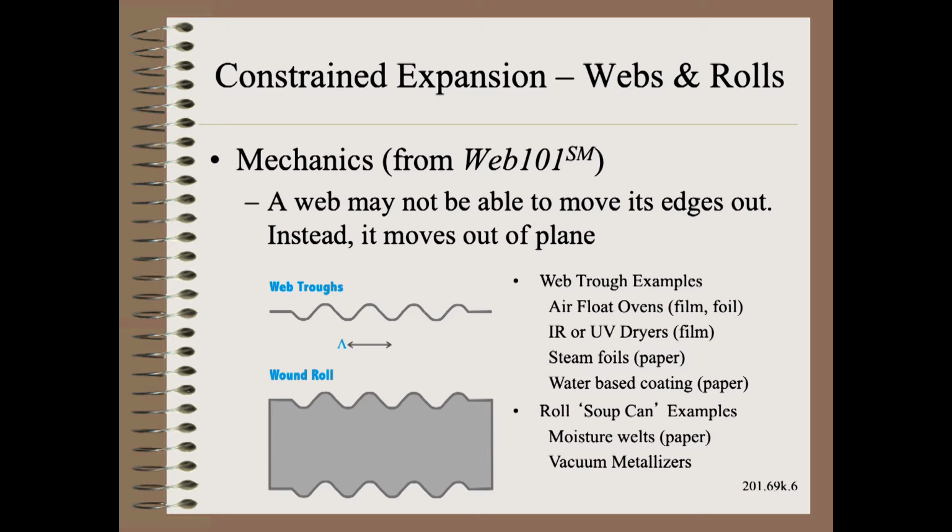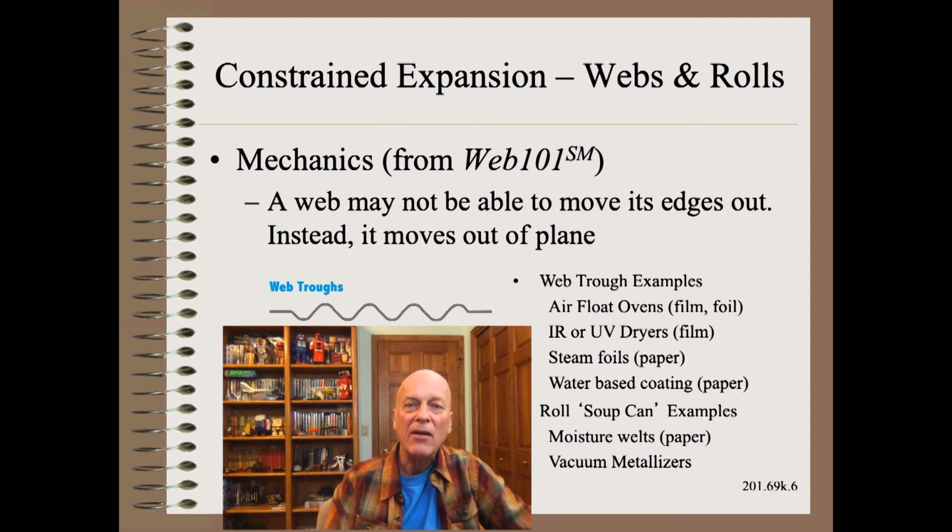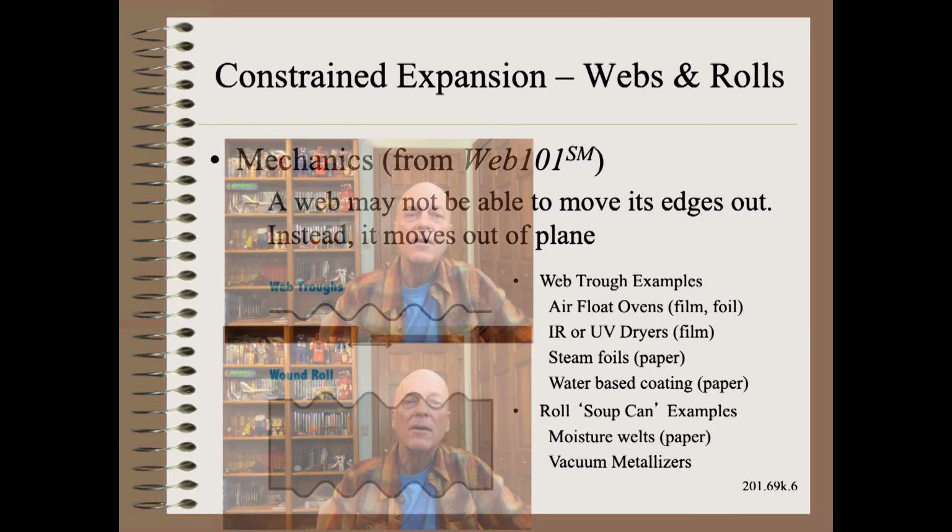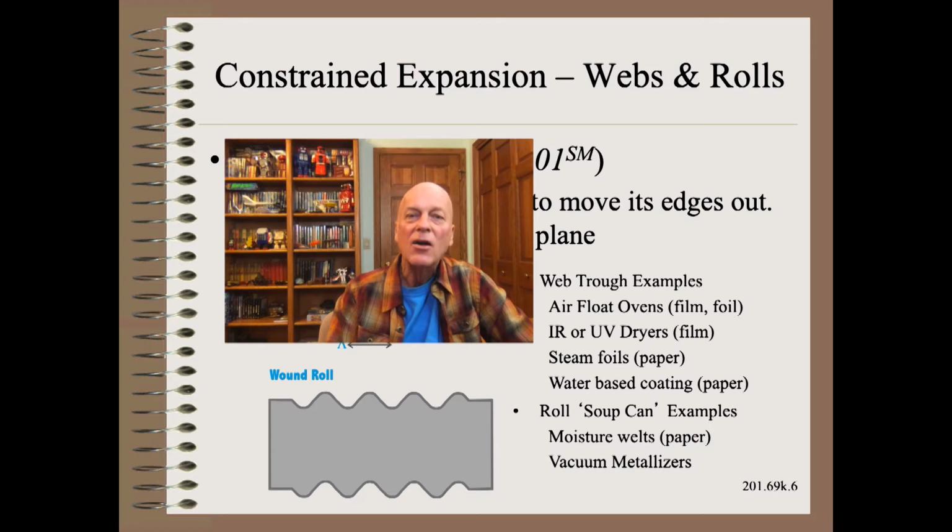Thus, instead of moving the edges out due to increases in moisture or temperature, the outer layer of the wound roll moves into bumps that are called moisture welts on paper rolls and tin cans elsewhere. We see this web misbehavior on a truly staggering variety of processes, such as air-float ovens, IR or UV dryers, steam foils, as well as water-based coating or water-based printing of paper. We see this wound roll misbehavior on a wide variety of products, including paper stored in an unconditioned warehouse or during transoceanic shipping of paper, or film in a vacuum metallizer.